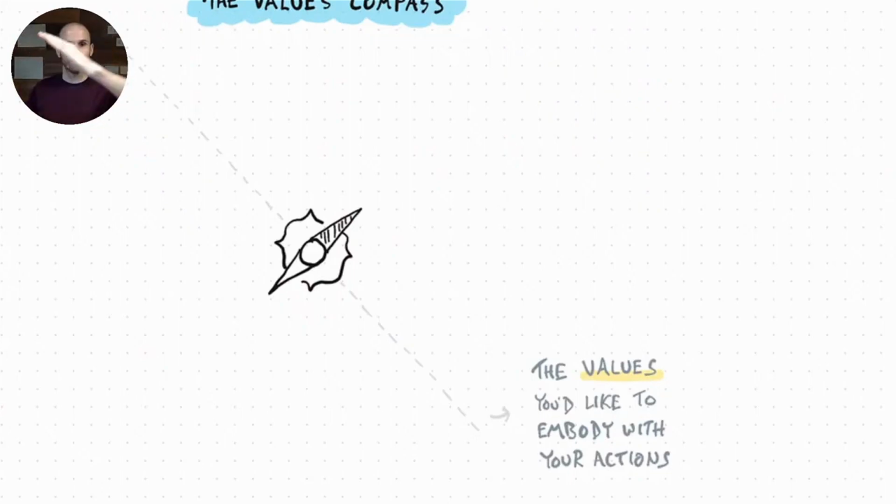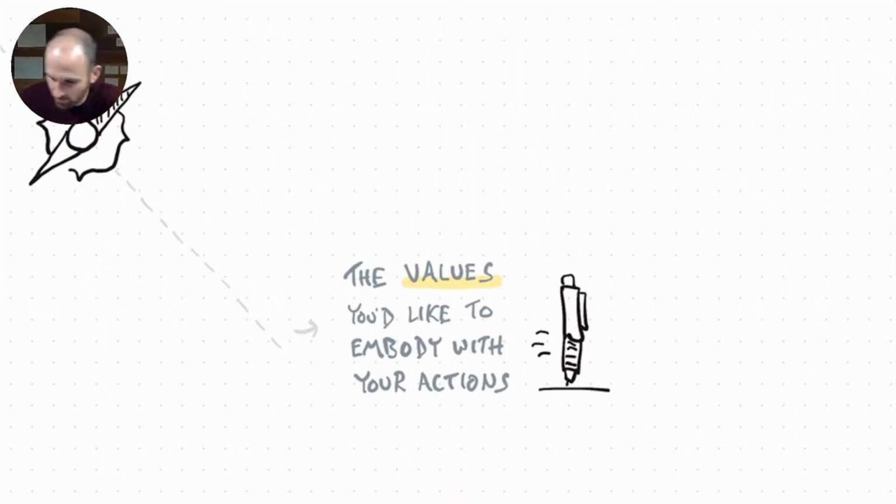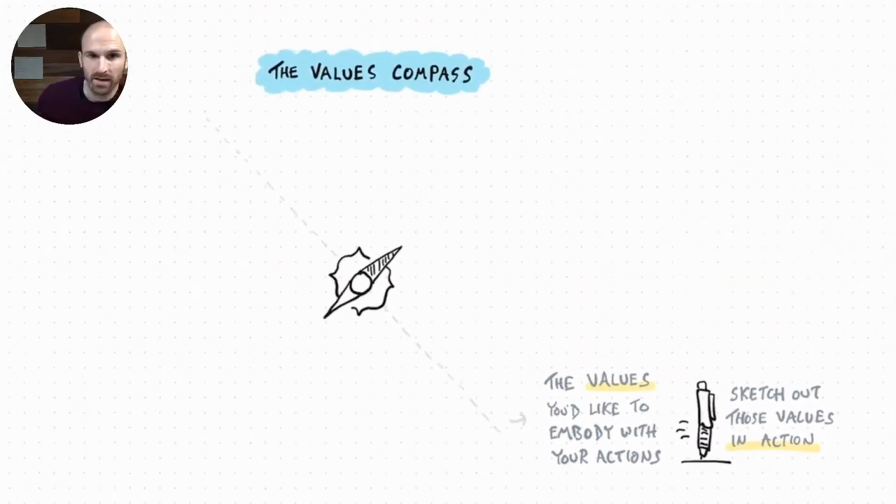Within that portion of the page, in addition to listing out the words and descriptions of those values, which there's a tool I'm going to describe to help with that piece, the word side of it, I think what can be most helpful is sketching out those values in action. So what does it look like to act out those specific values? I think those are the kind of reminders that might be helpful.